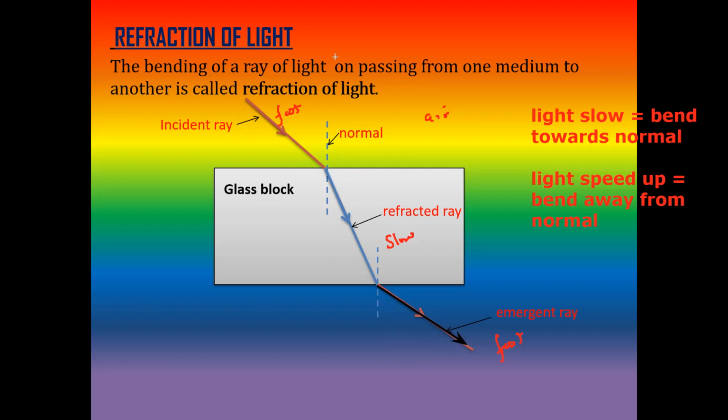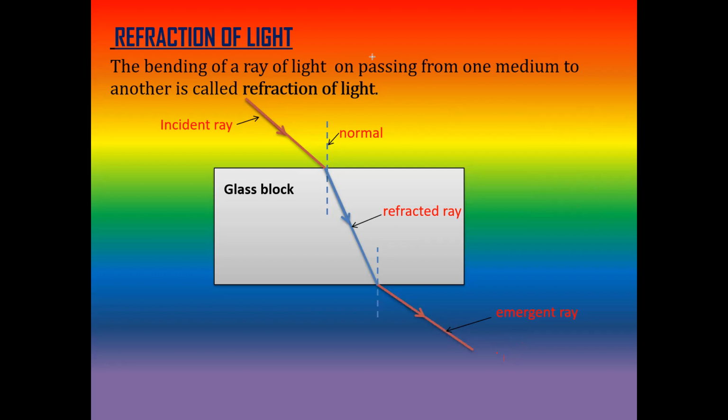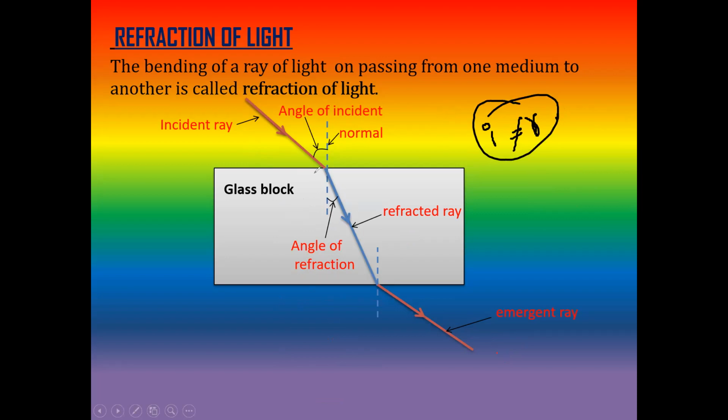So this property of light to change its speed and bend towards and away from the normal is known as refraction. Mainly, refraction is related to the property of light to change its speed. The angle between the incident ray and the normal is called the angle of incidence, and the angle between the refracted ray and the normal is known as the angle of refraction. Whenever refraction occurs, the angle of incidence will not be equal to the angle of refraction. That only happens in reflection, but in refraction the angle of incidence does not match the angle of refraction.